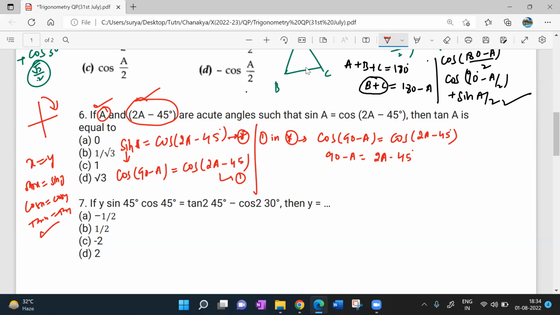You can remove cos on both sides, but don't cancel. Okay, so 2A minus 45. So what are you going to get, beta? 3A is equal to how much, beta? 135. Am I correct? So the A value is what? 45 degrees. The A value is 45 degrees.